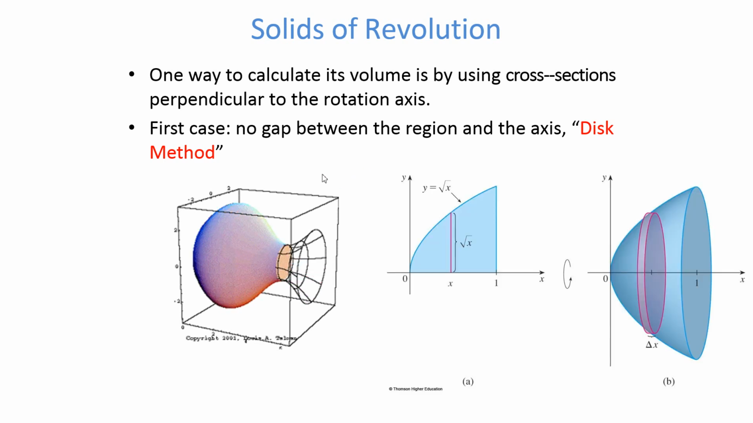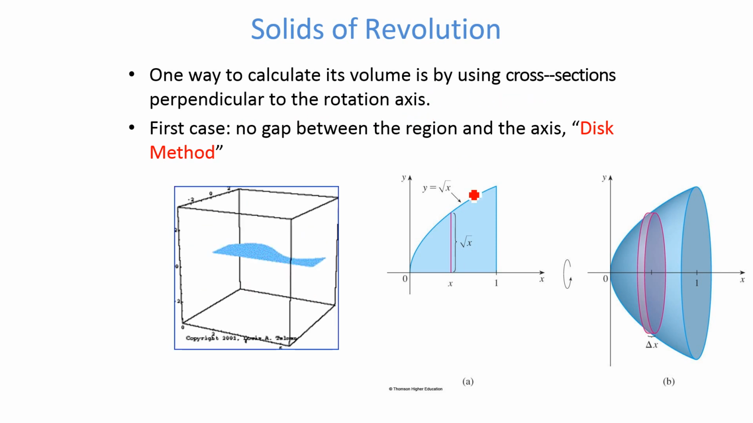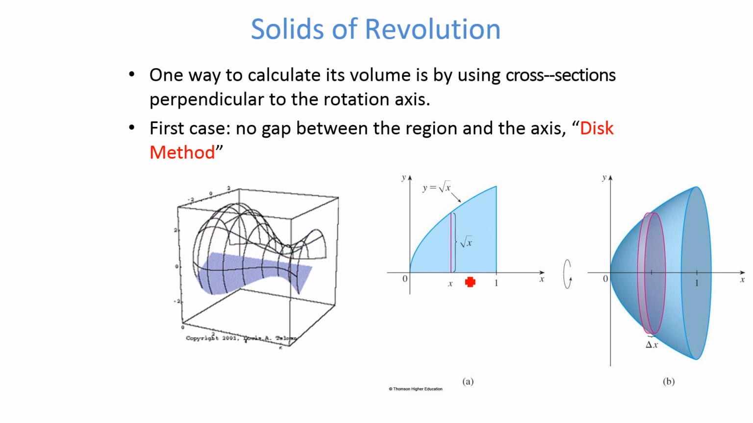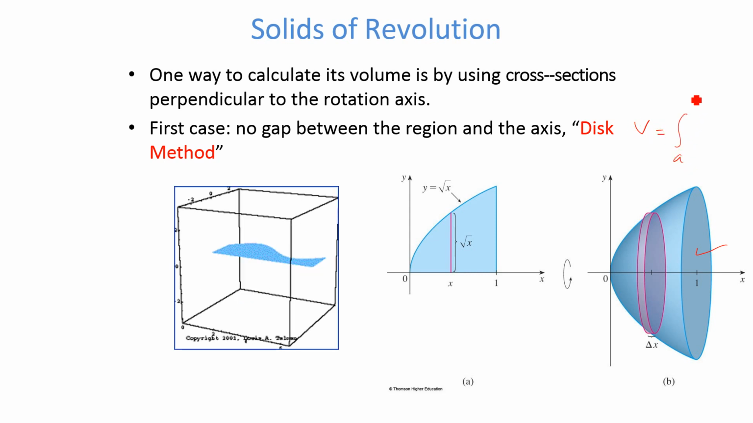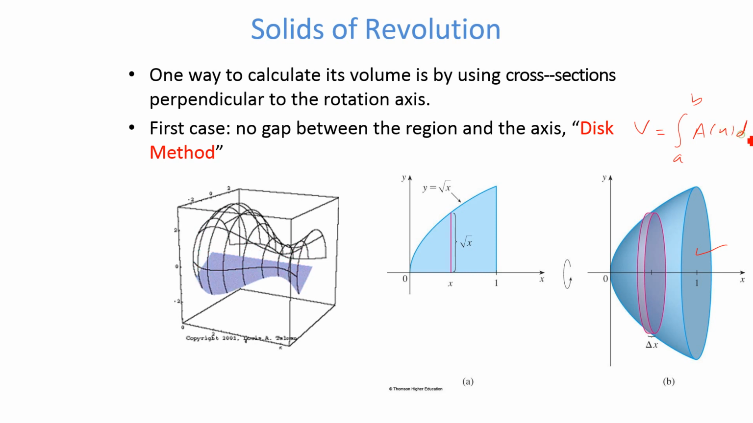Okay, next target: how to find the volume of solids of revolution. The first way to calculate its volume is by cross sections perpendicular to the rotation axis. If we rotate this region around the x-axis, we have this solid, and by taking cross sections, we have circles, and then we use the volume formula we have just learned, integral from A to B of the area of the cross section dx.